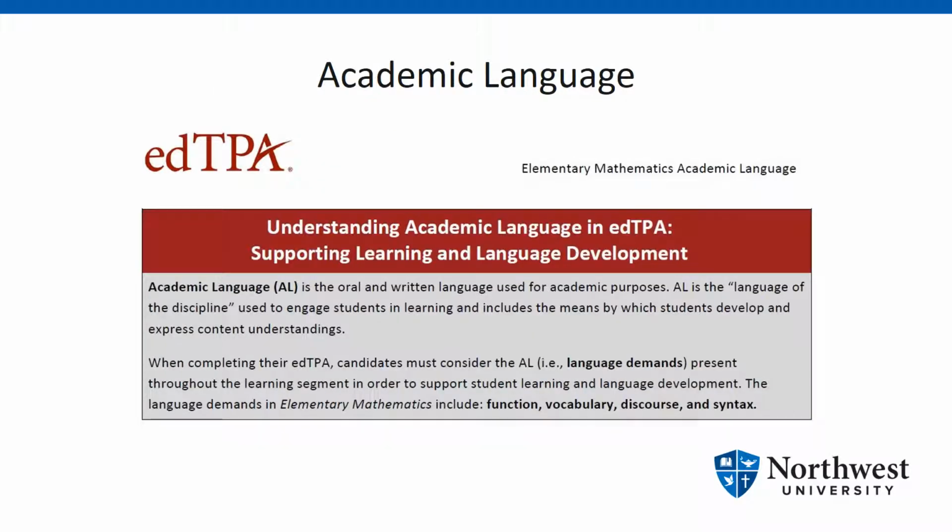The academic language documents. Academic language, which we will talk more about later on, is divided into 4 categories: function, vocabulary, discourse, and syntax. As I said earlier, I believe that this document is perhaps the least helpful of all of them, and I will have a separate video devoted simply to the academic language and the language demands so that you understand what they're asking for. Nevertheless, this document does exist, and it does provide some endorsement-specific examples of what they're looking for.